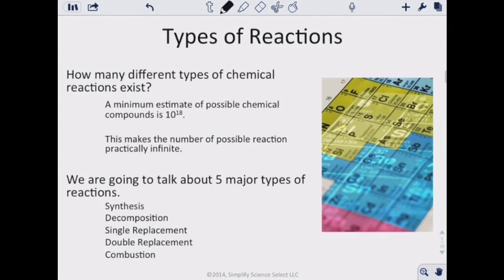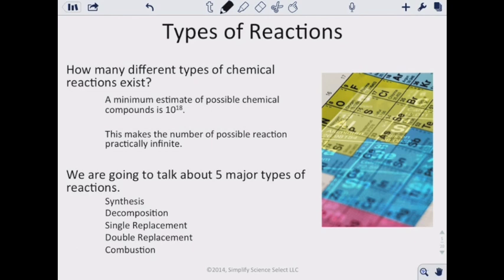So, the types of reactions. How many different types of chemical reactions exist? Well, the minimum estimate of possible chemical compounds is 10 to the 18th power. That's a lot, and this makes the number of possible reactions practically infinite. You can have as many chemical reactions as you can possibly think of. We're going to talk first about the 5 major types of reactions: synthesis, decomposition, single replacement, double replacement, and combustion.